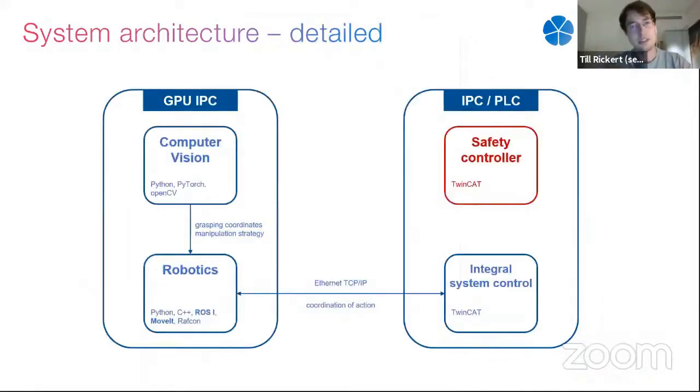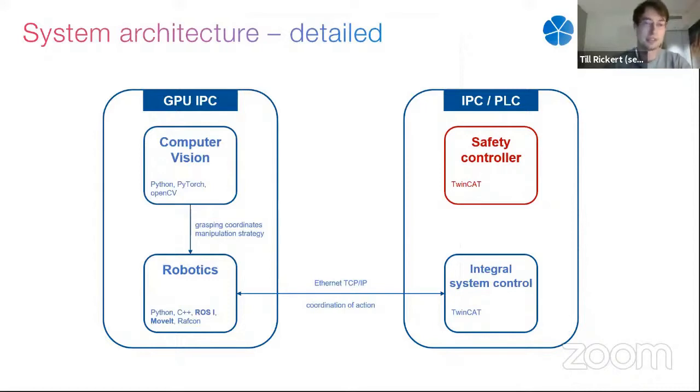If we go down a little deeper, on the left side we again have the GPU IPC. It hosts 2 components. The first component is the computer vision, which we implemented in Python using PyTorch and OpenCV. All of it is self-developed, and it sends grasping coordinates and a manipulation strategy to the robotics component. By manipulation strategy, I mean, for example, the computer vision identifies whether this is a towel we can manipulate or not. And if not, the towel needs to be removed.